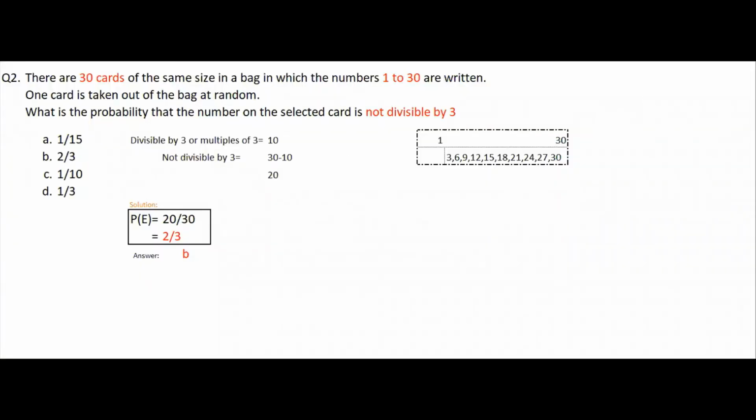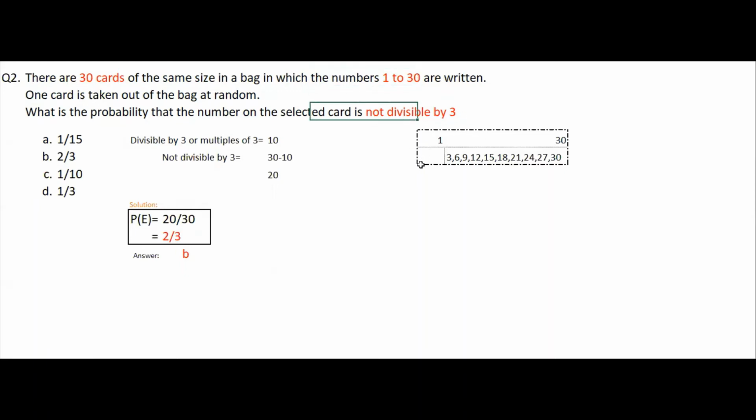This is the second question. There are 30 cards of the same size in a bag in which the numbers 1 to 30 are written. One card is taken out of the bag at random. What is the probability that the number of the selected card is not divisible by 3? So here there are 30 cards. The numbers written on the cards are 1 to 30. So we have to find the probability of the numbers which are not divisible by 3.